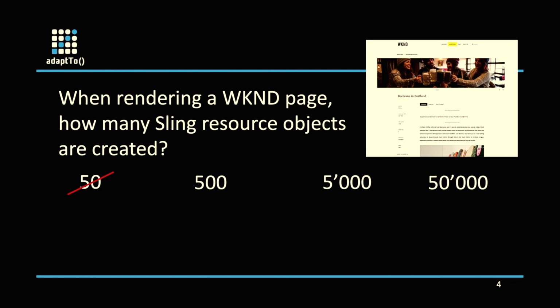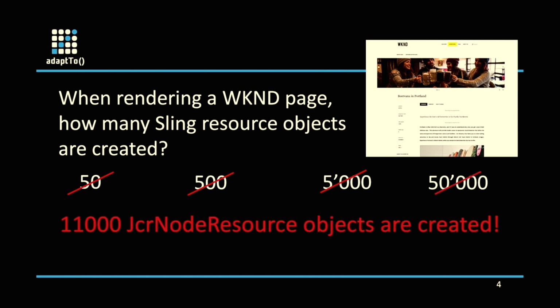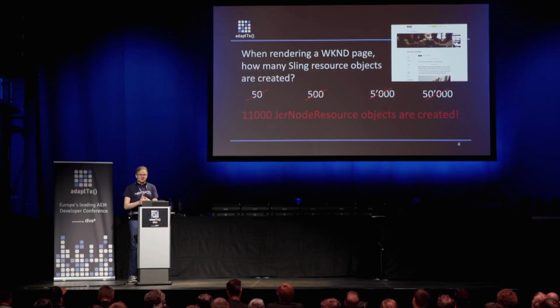Well, obviously it's not 50. That would have been too easy. It's not 500. It's not even 5,000. But it's also not 50,000. It's 11,000 times that a JCR node resource object is created. That means we still have 4,000 times when the system tries to instantiate one, but there is none there. We have 5,000 or 6,000 value map creations just to render this silly page.